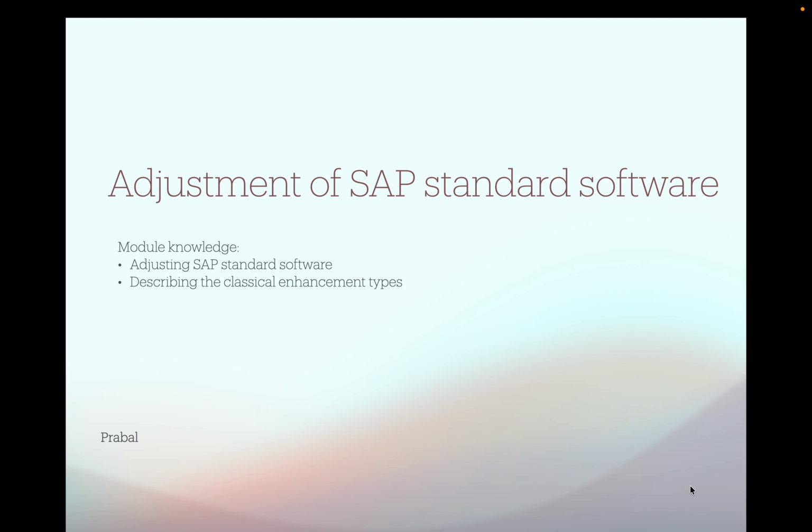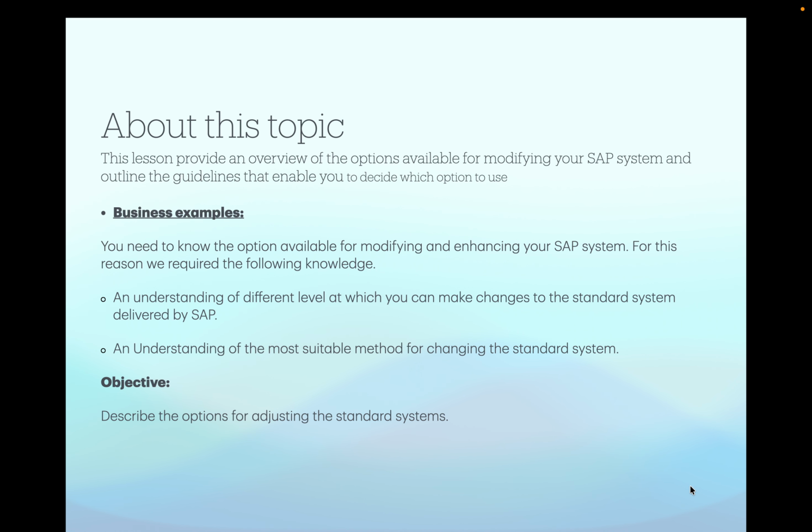Before we dive into today's technical deep dive, let us quickly recap what we have covered in our last session. That is the personalization and customization. Right now, we are exploring all the options that can be used for the adjustment of SAP standard software. In that one, we checked the overview of the options available for modifying your SAP system and outlined the guidelines that enable you to decide which options to be used.